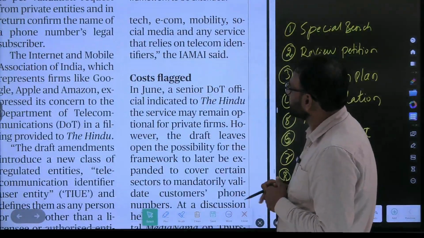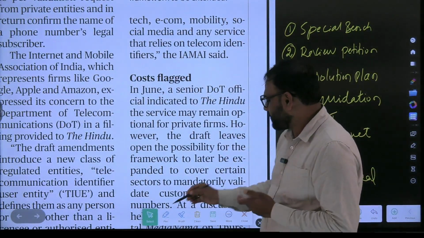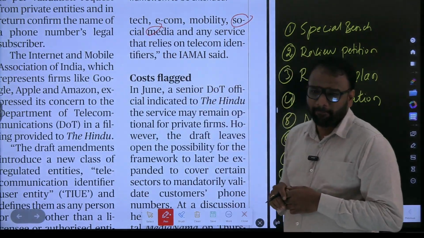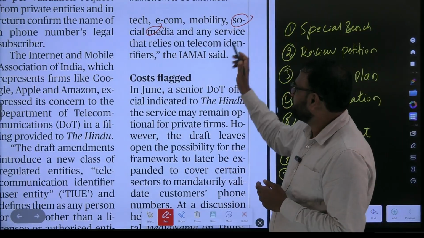E-mobility, e-commerce, social media. So these terms you have to understand. What do you understand by social media? An example of social media? Instagram.